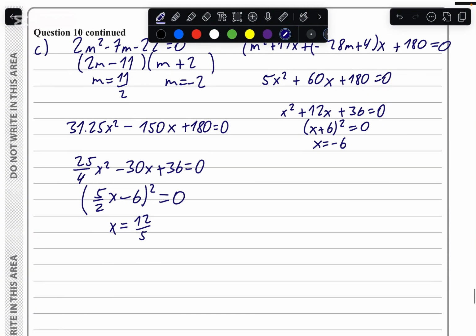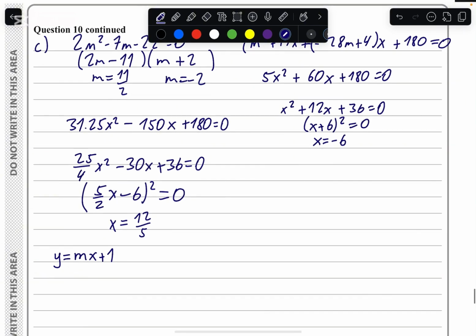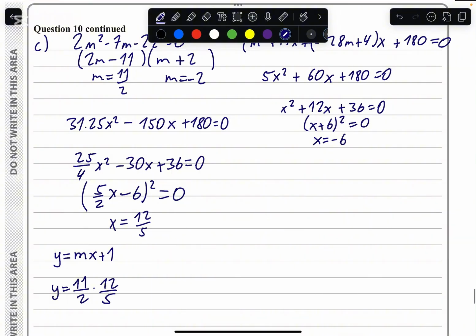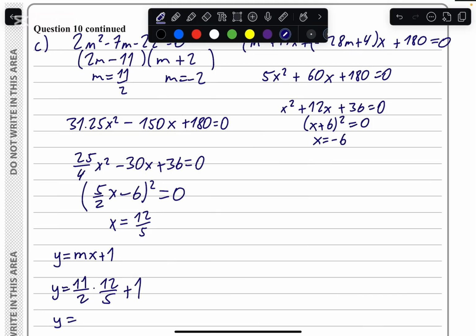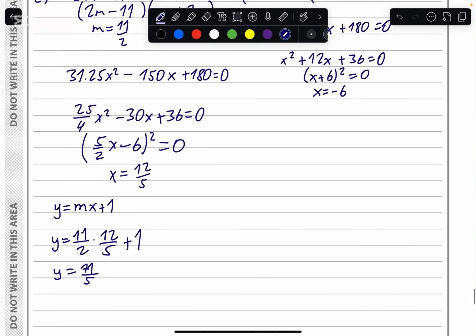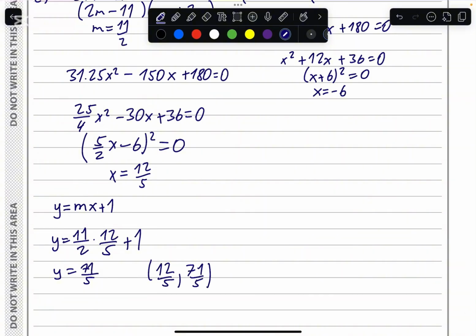If we go ahead and plug the x values into the equation that we were given above, y equals mx plus 1. For this case, where x is 12 over 5, we used m to be 11 over 2. So we will say y equals 11 over 2 times 12 over 5 plus 1. This gives us a value of y of 71 over 5. So one coordinate is (12 over 5, 71 over 5).